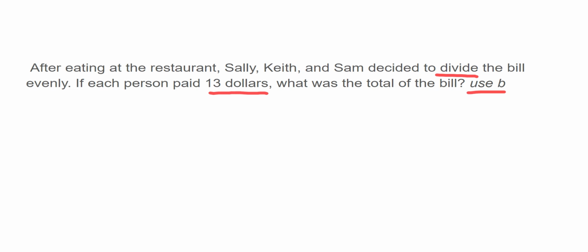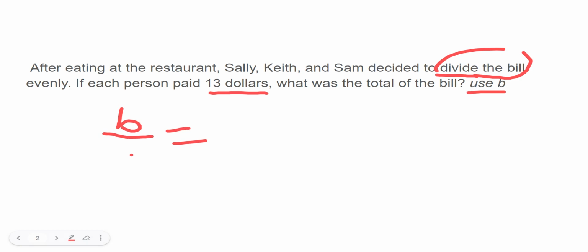All right. So I see that we're going to be dividing the bill, right? It says dividing the bill. So that means I'm going to be dividing B. What number am I going to put underneath here? I don't know. Let's see. And it says that each person paid $13. So I'm going to put that to mean it should equal 13.